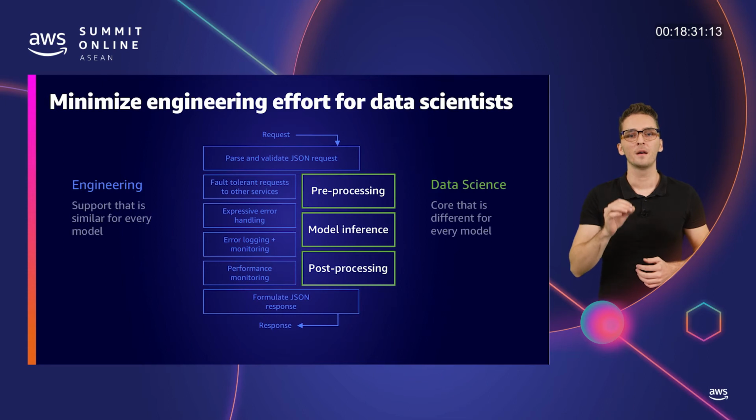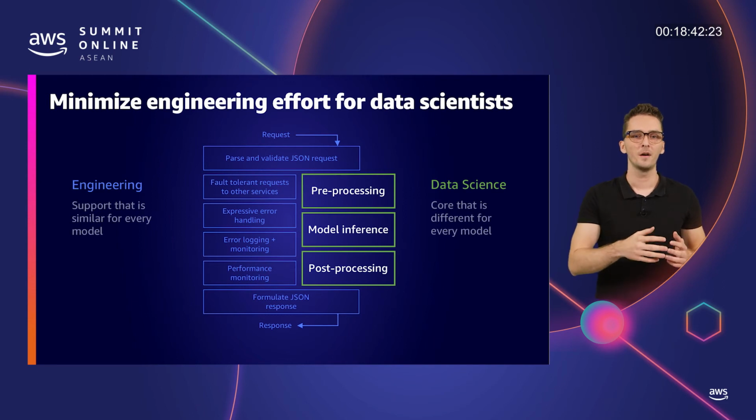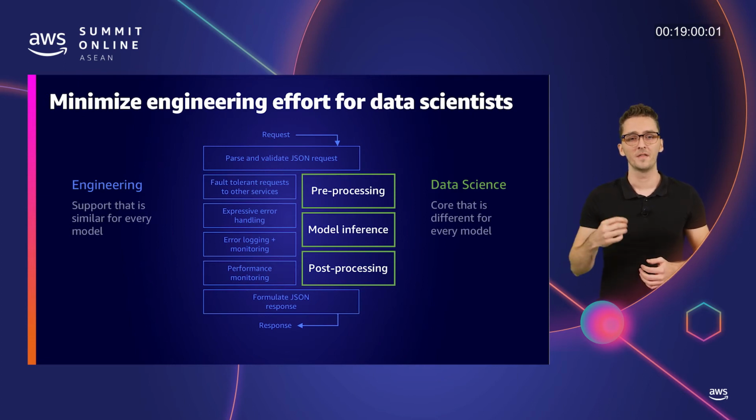Secondly, minimize the engineering effort for data scientists. For every model deployment, there are 2 major work packages, the engineering and the data science. The engineering is the part that makes the model usable while ensuring that it's efficient, scalable, observable, and fault-tolerant. The data science is the core of what the model does. It defines the pre-processing, the inference, and the post-processing. It's the bread and butter of the data science work. As you can imagine, the engineering part is a good bit of work, but it's also uniform across all model deployments, while the data science is always different.